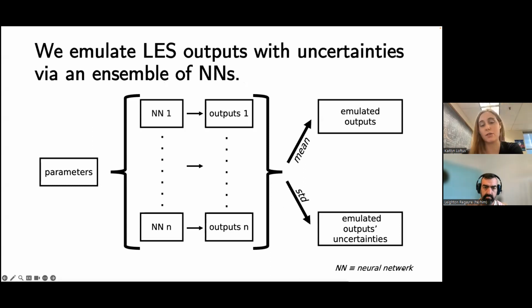Everything I'll show today is just simple feed-forward neural networks, but we can consider different styles moving forward. Basically, what happens is we pass a set of parameters into an ensemble of n neural networks. Here I'll present results showing 100 neural networks. Each of those neural networks will generate outputs, and then we will consider our emulated output the mean of all of these different outputs, and the uncertainty of that emulated output from the standard deviation of these outputs.